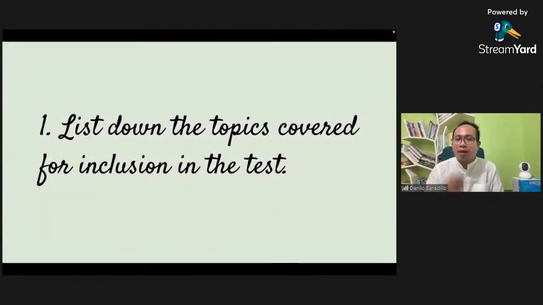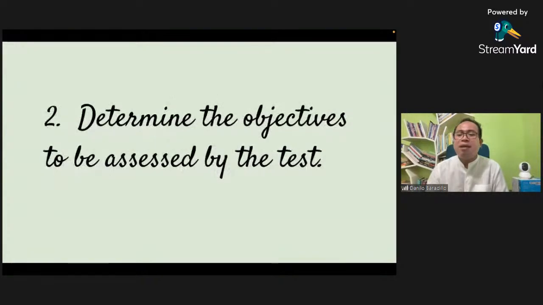Number one, you have to list down the covered topics for inclusion in the test. That's very important, because if you don't have the topics, of course, you will not be able to construct the questions that are included in the examination. Very simple, very easy. We have to list down the topics covered for inclusion in the test and determine the objectives to be assessed by the test. Sometimes objectives are not placed on the table.